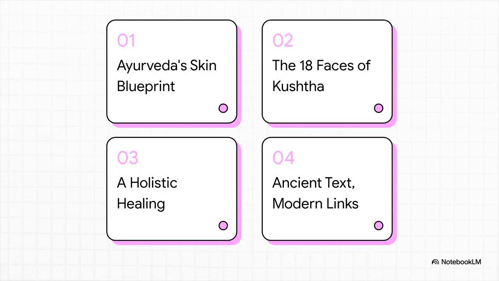All right, to really get our heads around this, we're going to walk through 4 key ideas. First, we'll look at the fundamental principles of skin health in Ayurveda. Then, we'll explore the amazing way they classified 18 different types of Kustha. After that, we'll see their holistic approach to healing it all. And finally, we'll try to connect some of this ancient wisdom to the modern day.